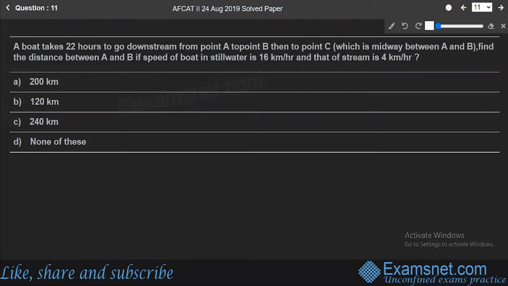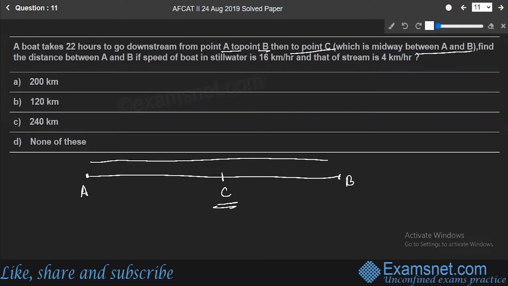Let's move to the next question. Question number 11. A boat takes 22 hours to go downstream from point A to B and then to point C, which is midway between A and B. So let's understand the situation. There is a boat. It started from point A. It went to the point B. Then it came to the point C, which is midway. So the boat first went to the point B and then it came back to the point C. In the whole process, the boat took 22 hours.